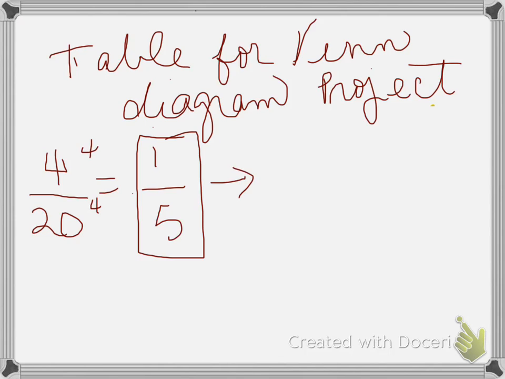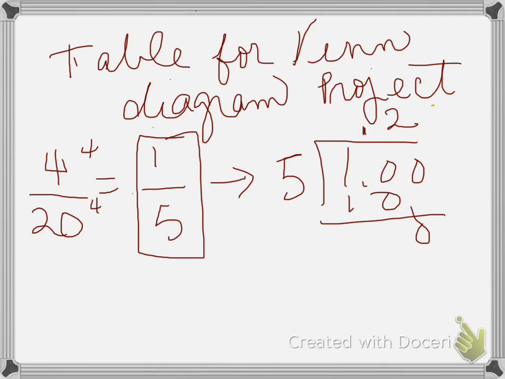The way you change a fraction to a decimal is by dividing the numerator into the denominator, as so, and adding the zeros. Bring the decimal straight up. 5 will go into 10 because you can't divide it into 1. So 5 into 10 is 2 times. 2 times 5 is 10. So that was pretty simple. So this would be your decimal answer, which is 0.20.